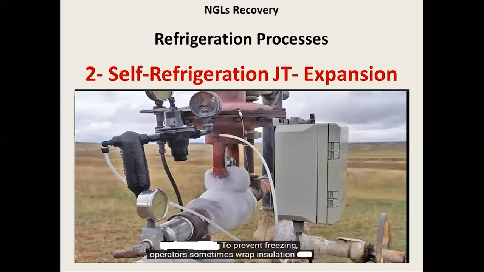The upstream side of the valve is the high pressure, high temperature, and the downstream of the valve is the low pressure, low temperature. The valve should be insulated, so it is an adiabatic process. We do this intentionally to keep the process isoenthalpic. So with the self-refrigeration JT expansion, we are having an adiabatic process and an isoenthalpic process.